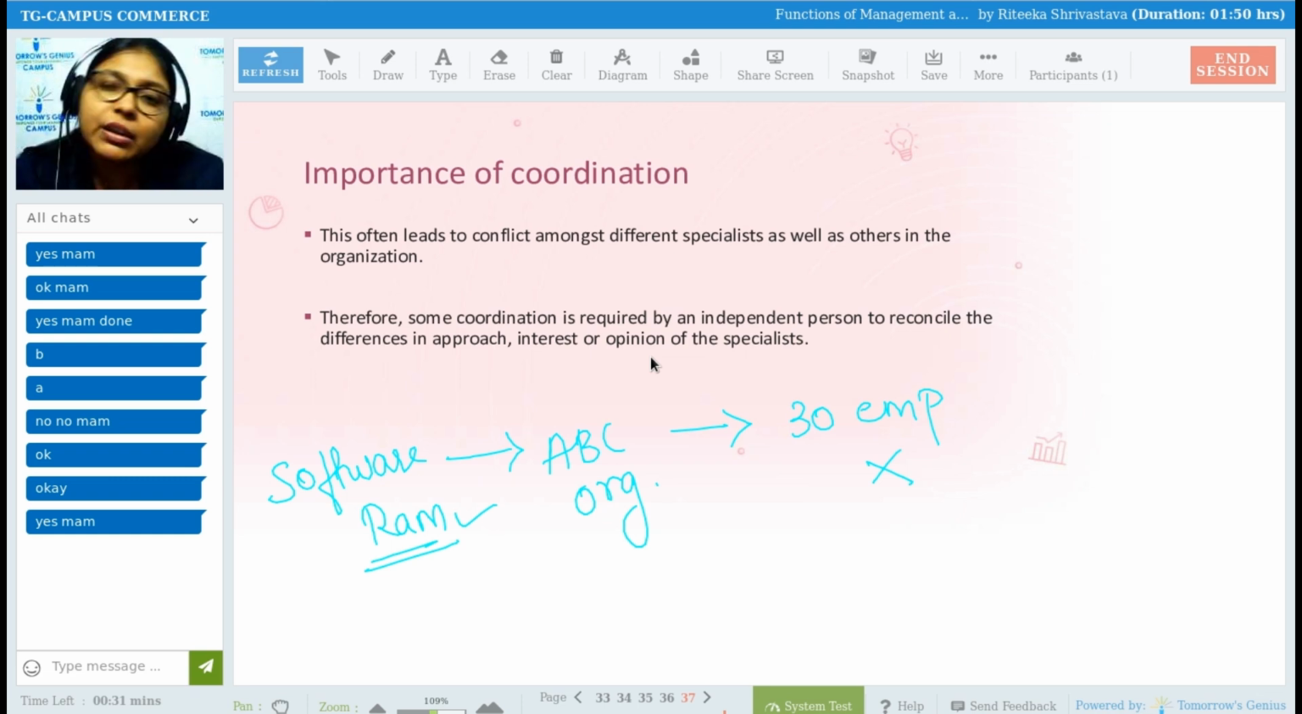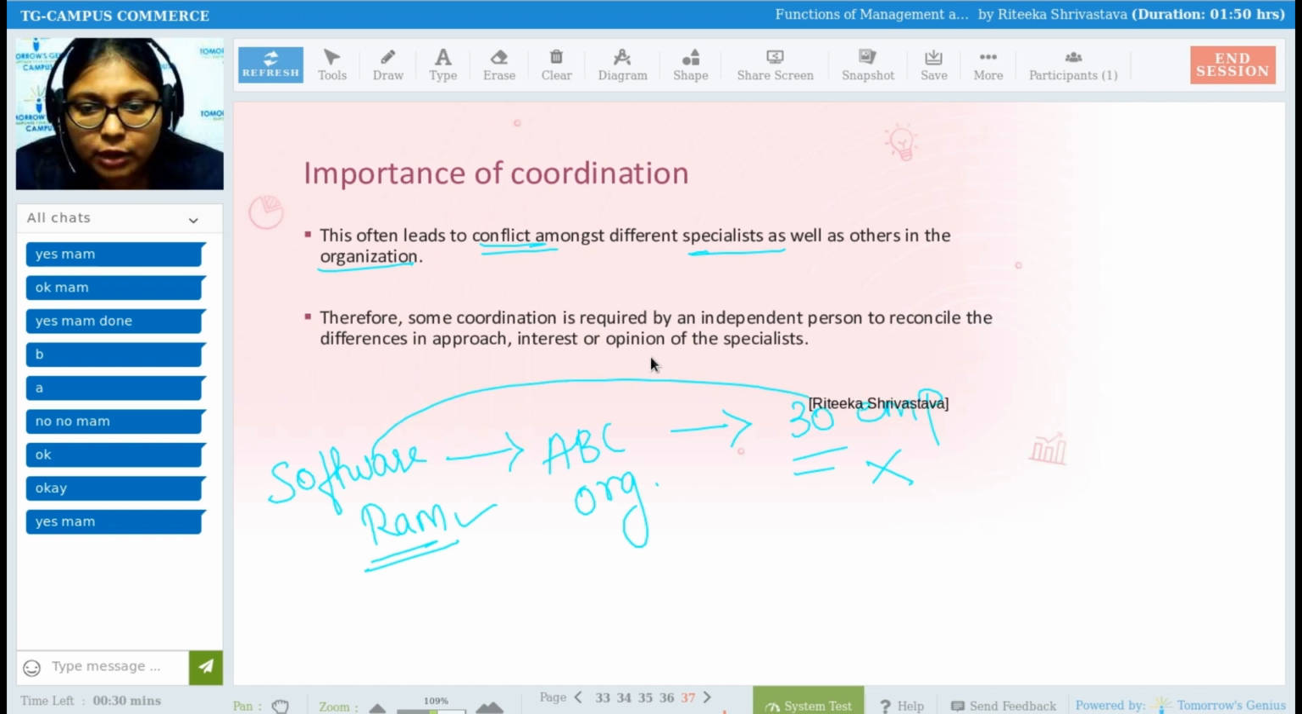Ram will become an overshiner. He will show off that, okay, I am the only person who will take every decision regarding software. I am the only person who knows about software. You all don't know anything related to software. His attitude will be like that. So this will lead to what? Conflicts among different specialists as well as the others in the organization. A very big conflict between Ram and these 30 employees, because of Ram's attitude.